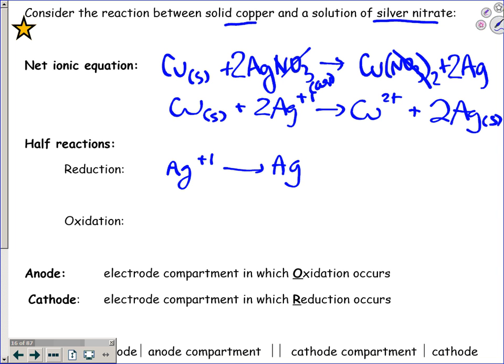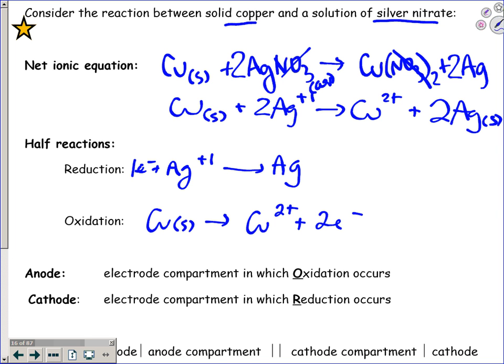Where does the electron go for this half reaction? In the reactants. Good. So silver 1 plus and 1 electron make silver solid. And then what's the oxidation half reaction? Cu solid yields copper 2 plus and 2 electrons. That shows the loss of 2 electrons in the products, while this shows the gain of 1 electron in the reactants.